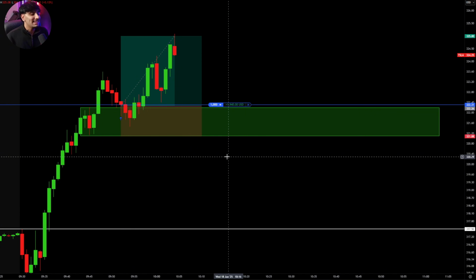With this being said, this is the bullish one candle rule, but to really make sure you understand this concept, let me now show you the bearish one candle rule.